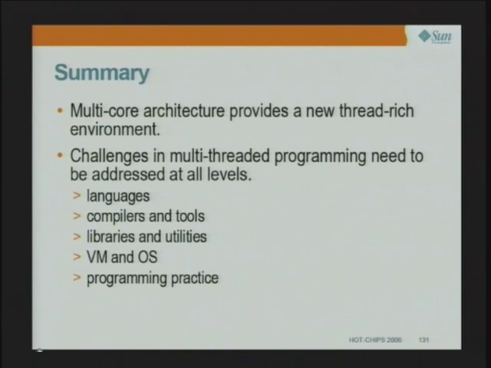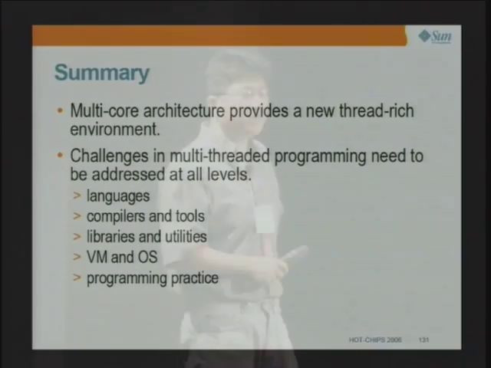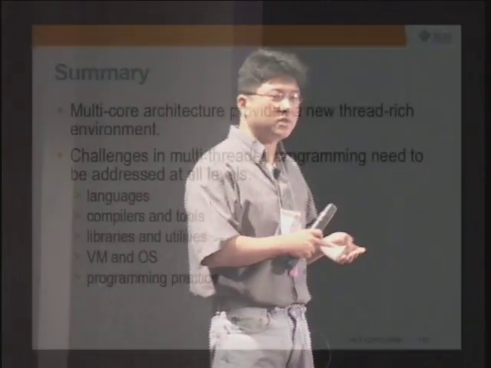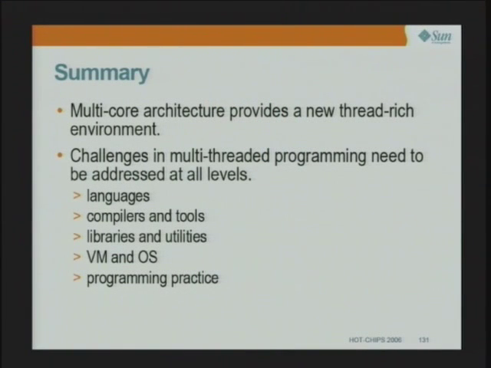So that comes to the conclusion part. The multi-core architecture provides a thread-rich environment for programmers to use, but there are a lot of challenges. The challenges need to be addressed at all levels: at the language level, the compiler and tools level, the runtime library level, the OS or virtual memory level, and we need to improve our programming practice.